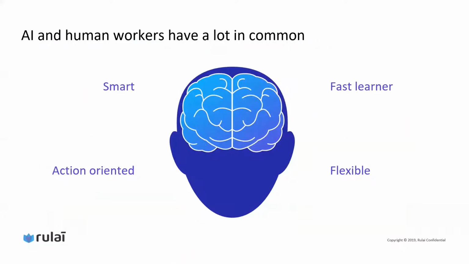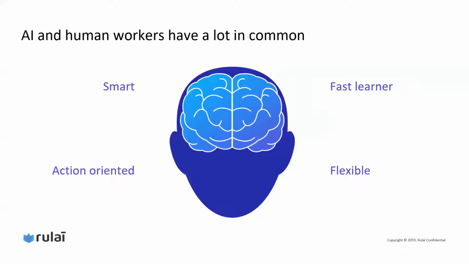In order to understand how to build AI workers, let's first look at what makes a good employee. A good employee should be smart. Besides, the employee should utilize his or her smartness to take actions and get work done. Employees should also be fast learners who can learn quickly and contribute to the company soon. We don't want to spend months or years to train a new employee. We also want the employee to be flexible.